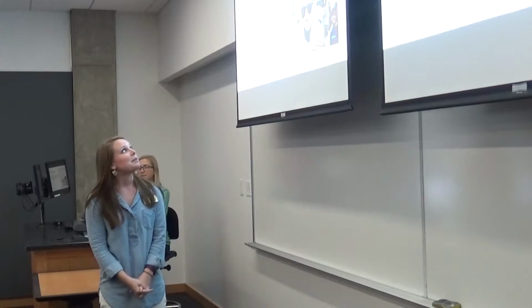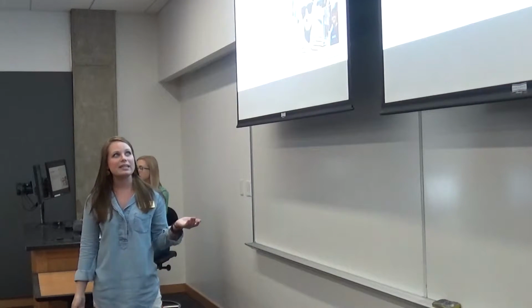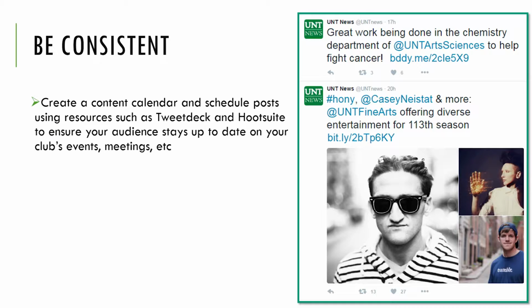The next one is be consistent. So this example is from UNT. They post every day, multiple times a day. You can count on it, whether it's an ice day or a holiday or nothing is happening on campus because it's the middle of summer. They're going to post 4, 5, 6 times a day. And the reason they're able to do that is they have a content calendar scheduled way in advance. I'm talking 3 months in advance.